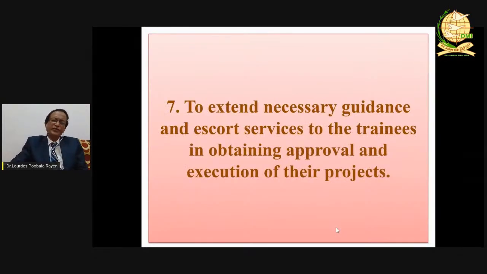Then the next one is, we need to extend the necessary guidance and escort service to the trainees in obtaining approval and execution of their projects. Students will prepare the project, but we need to guide them properly to obtain approval for the execution of their projects. At the students' level, they cannot get things done through their own effort only. Therefore, with the effort of the entire management and the support of the entire staff, the students can get the approval for the execution of their projects.